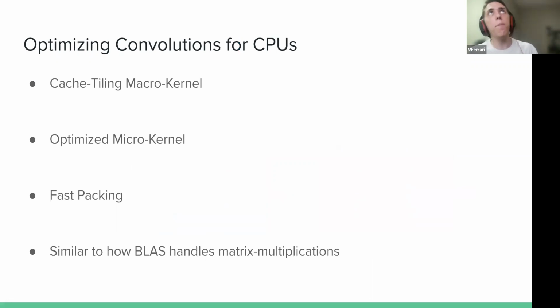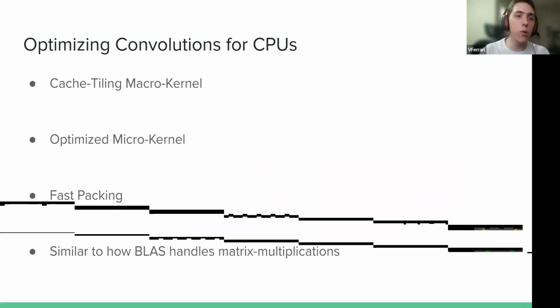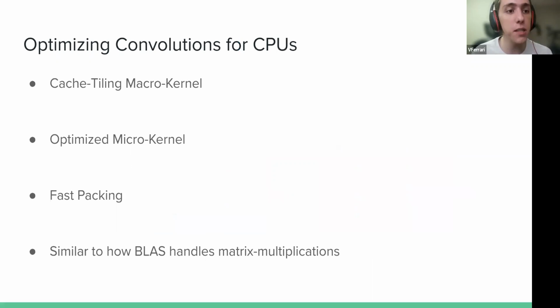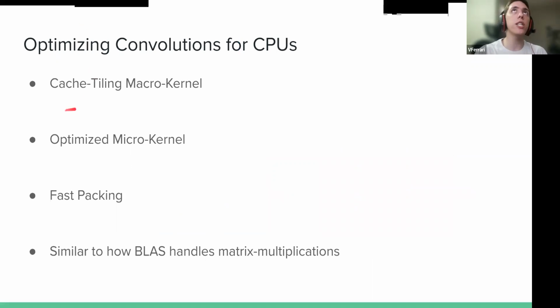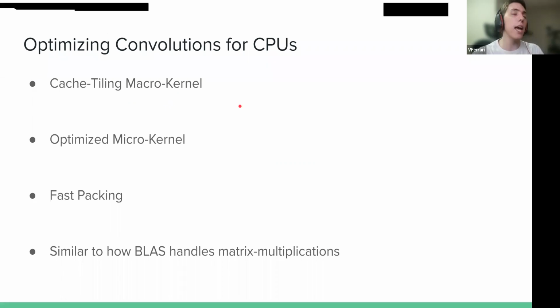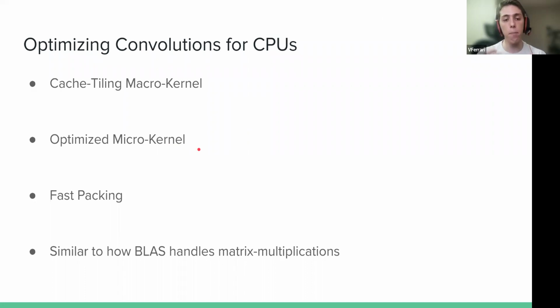But how do we optimize these convolutions for CPUs? We're going to be talking about CPUs specifically today. You can use a cache tiling macro-kernel, a way to tile the convolution so that it fits into the cache hierarchy. Then an optimized micro-kernel, a routine that uses the most that the hardware has to offer to compute as fast as possible the actual multiplications and accumulations that you want.